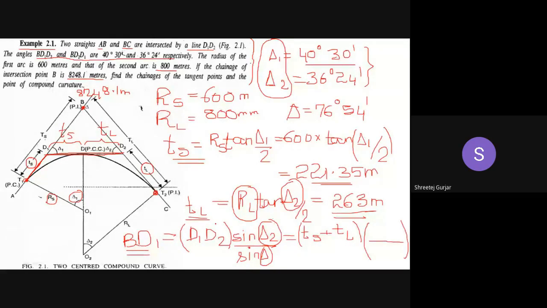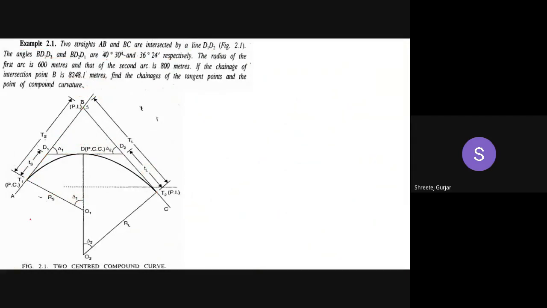I think you have substituted something wrong. It is around 295.1 meters. Check. Okay, what I'll do, I'll substitute it for you. Let me just clear. What we were calculating, BD1. Okay, TS plus TL. What is TS? TS value was 221.4 plus TL, that is 263. 295.10. Correct. 295.1 is the correct answer.